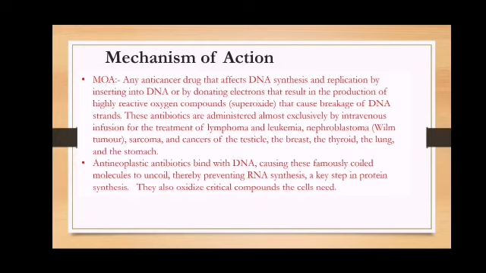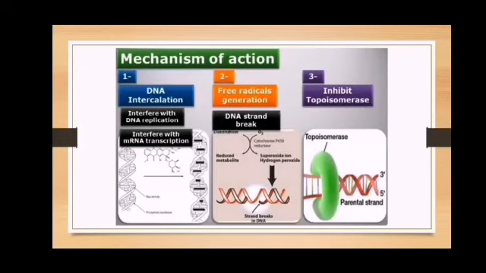Antineoplastic antibiotics bind with the DNA, causing these famously coiled molecules to uncoil, thereby preventing RNA synthesis, a key step in protein synthesis. They also oxidize critical compounds the cell needs. This is the diagram of the mechanism of action. First, we can see here the DNA intercalation occurs, which interferes with DNA replication and mRNA replication. This is the mechanism of action of this drug. Now second is the free radical generation, and third is the inhibition of topoisomerase.